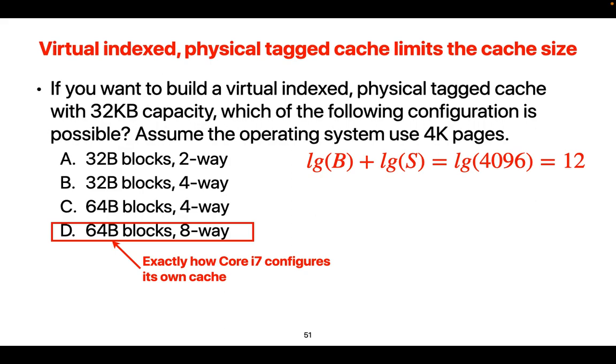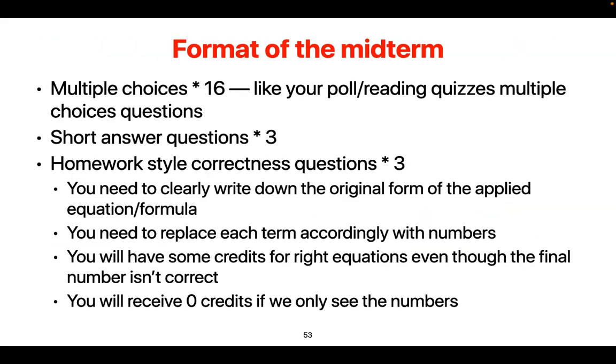So that's why we need to make code that requires just enough way associativity to make sure that your capacity fits in L1, and to know how good you are at that, we need a midterm. So here's the midterm. We have a total of 16 multiple choice questions. It's pretty much like the in-class questions or the reading quiz questions.